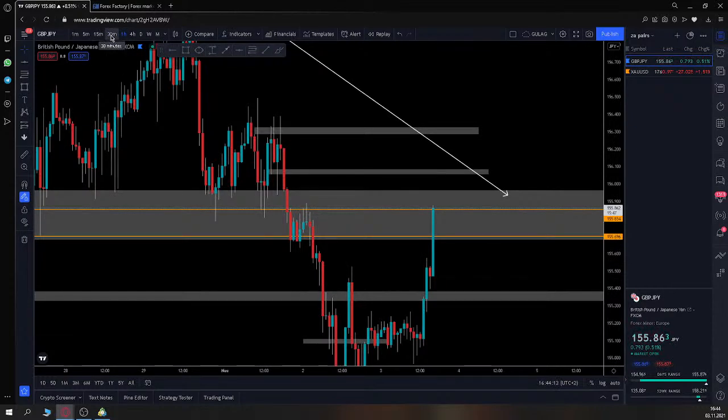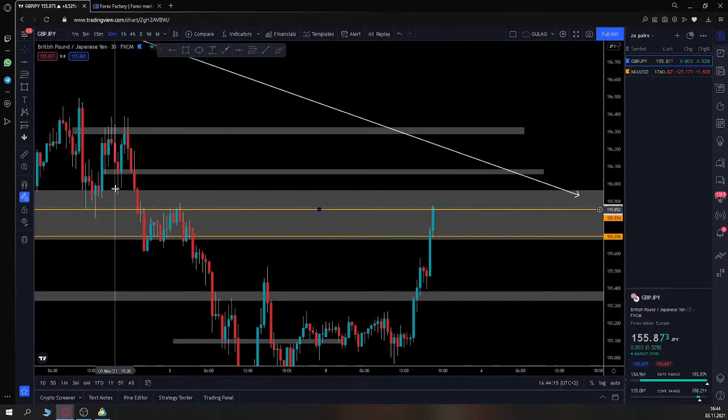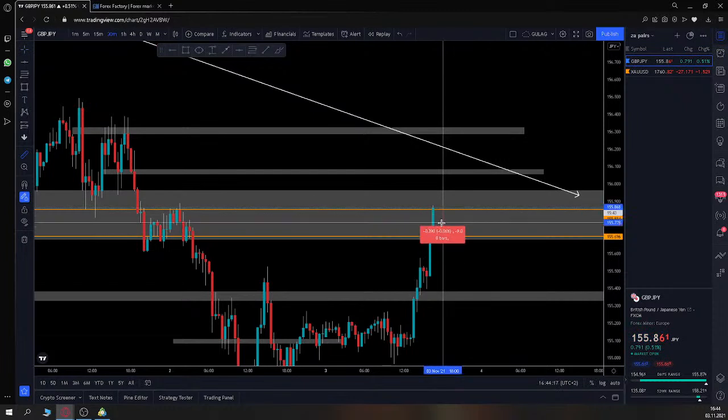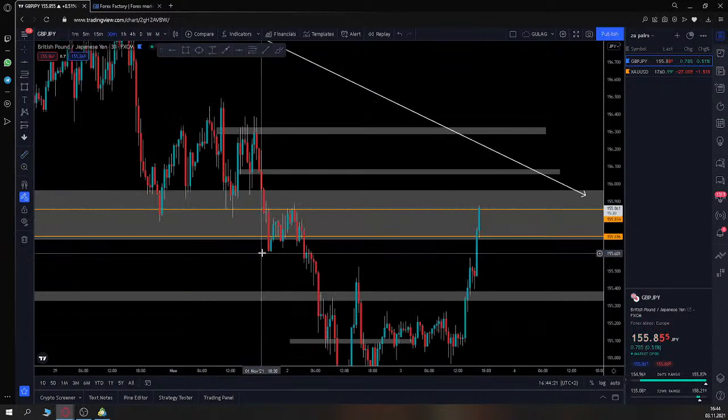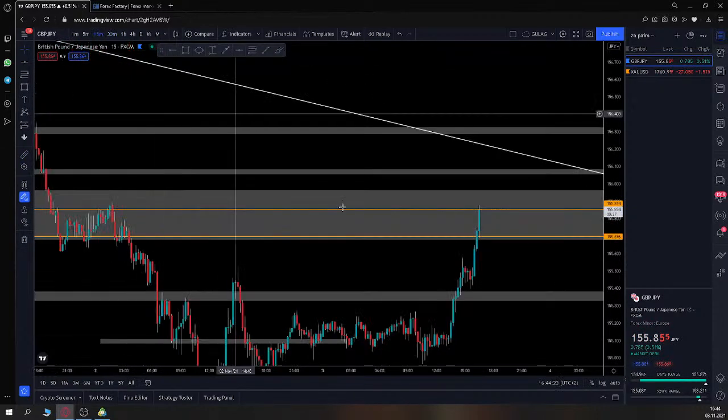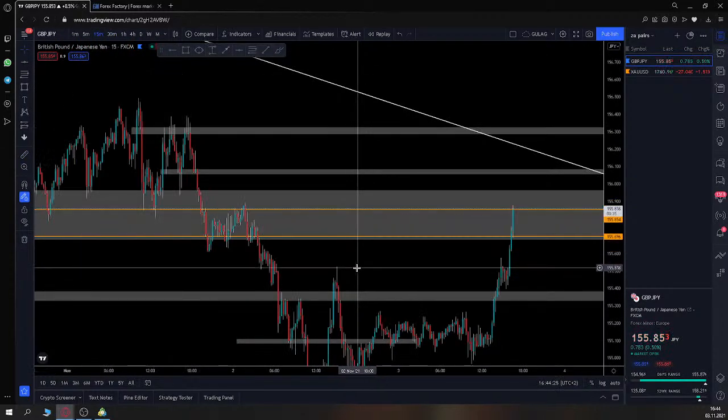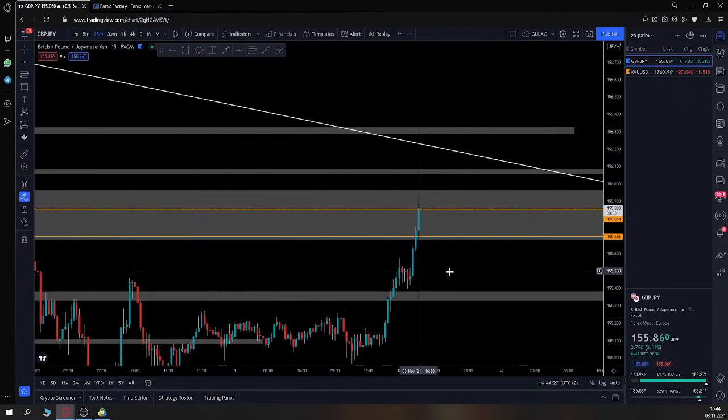50 minutes to close the hourly candle. Okay, okay, so yeah.